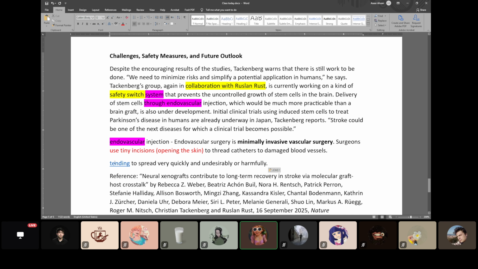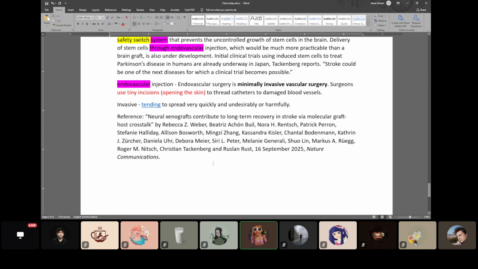And what is the meaning of invasive? Invasive means tending to spread very quickly and undesirably or harmfully, and minimally means it's less painful. So less invasive means it's less risky, and this sort of endovascular injection that you just said is done in order to not damage those blood cells. Thank you so much for that explanation.